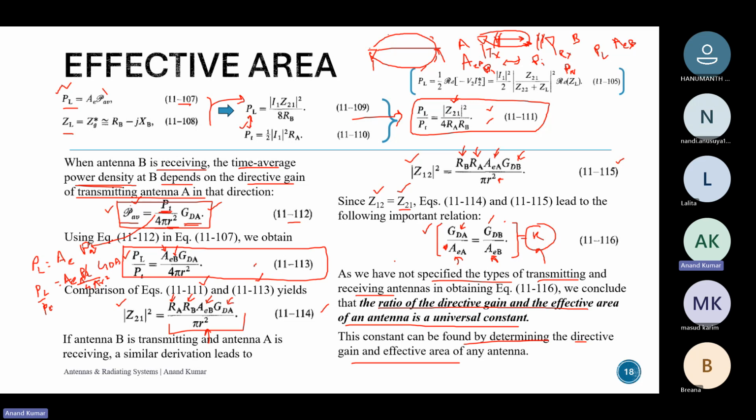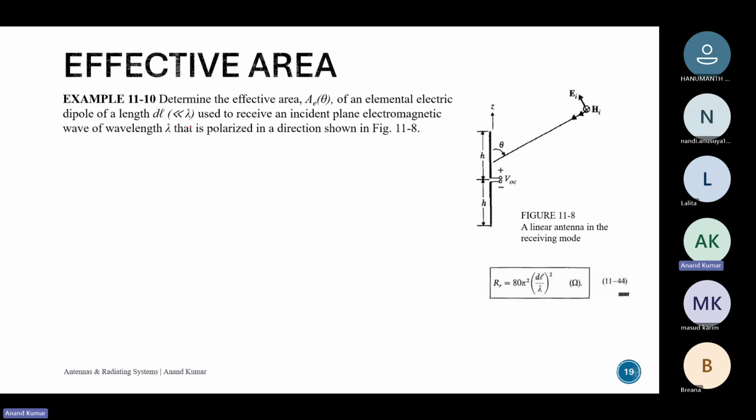Okay, so we'll proceed then. There are no queries in this. So we'll do an example now to find out the constant. The question says: determine the effective area AE theta of an elemental electric dipole of length dl. We've already seen this figure before, with dl much smaller than lambda, used to receive an incident plane electromagnetic wave of wavelength lambda that is polarized in the direction as shown in figure 11.8. So this is the polarization.